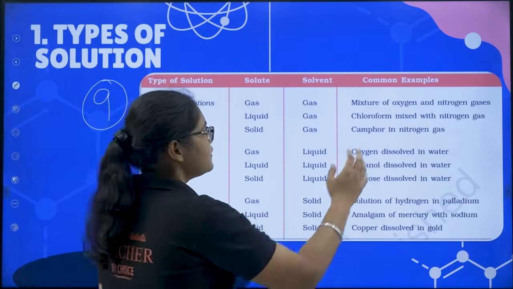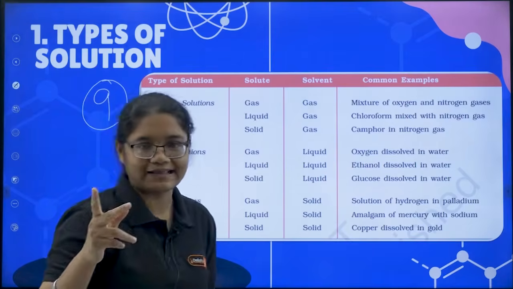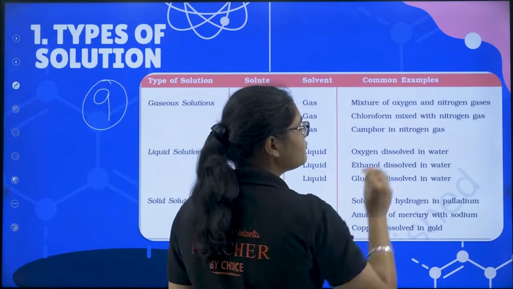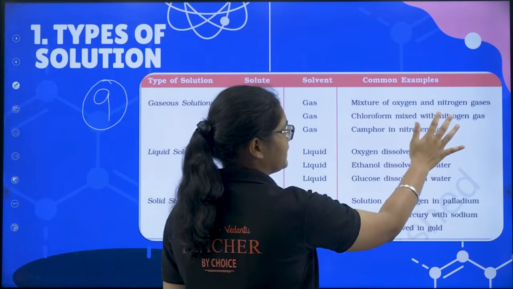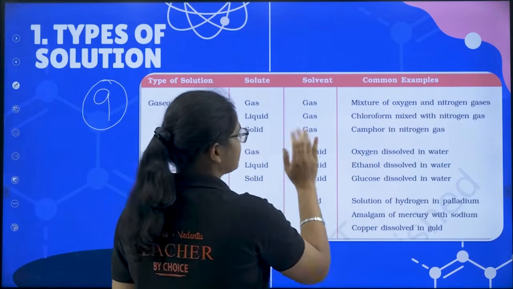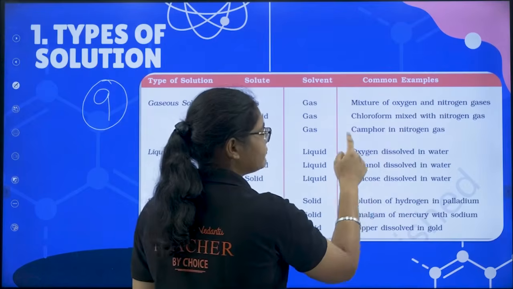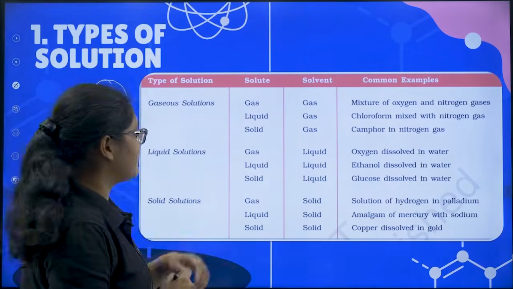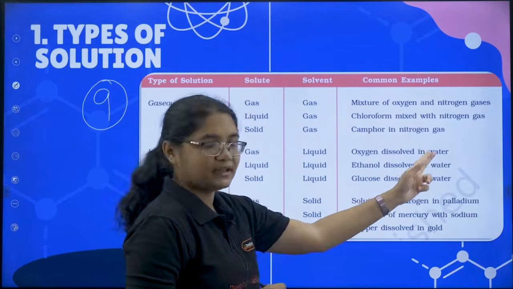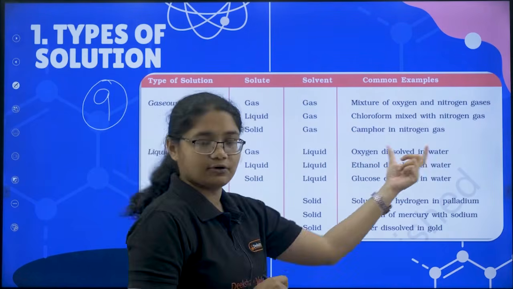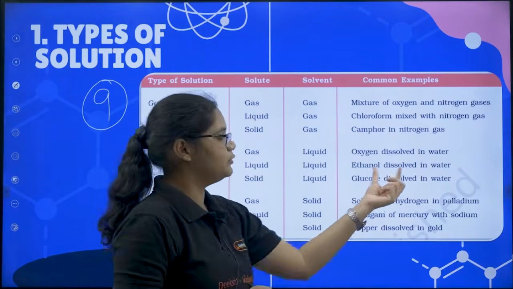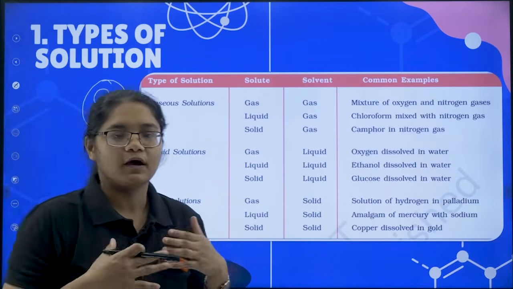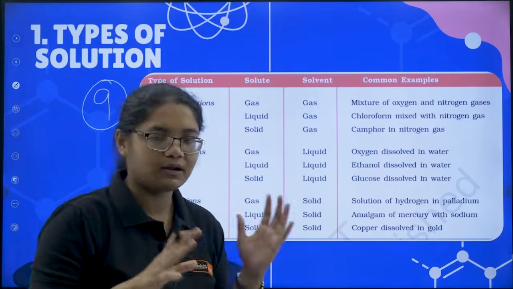For example, oxygen and nitrogen, you can see both are gases, so it will be gas in gas. If you see chloroform and nitrogen, chloroform is liquid, nitrogen is gas, so liquid in gas. Camphor in nitrogen, camphor is solid, nitrogen is gas, so solid in gas. Then you have gas in liquid, so oxygen in water. You have liquid in liquid, ethanol in water, solid in liquid, glucose in water, right? So it is easy to guess, so you don't have to be very conscious, you can remember it easily.